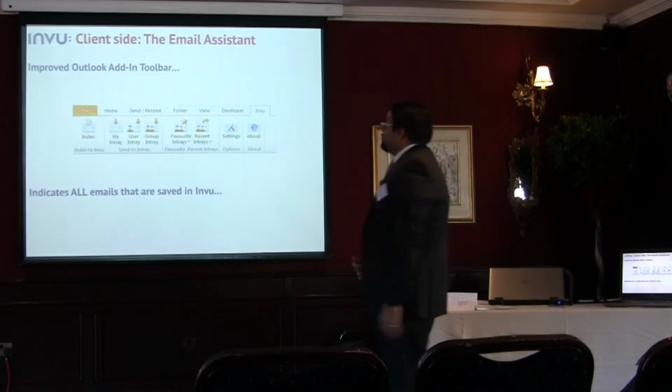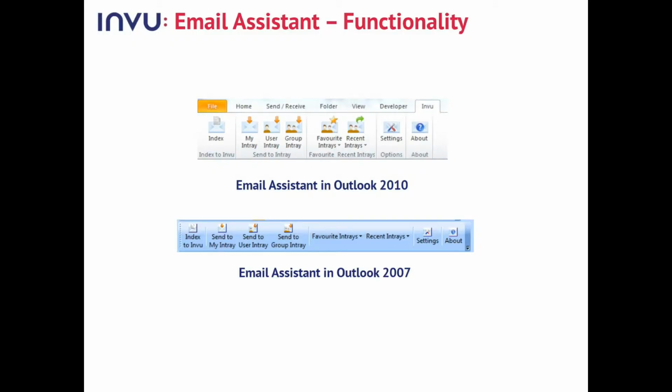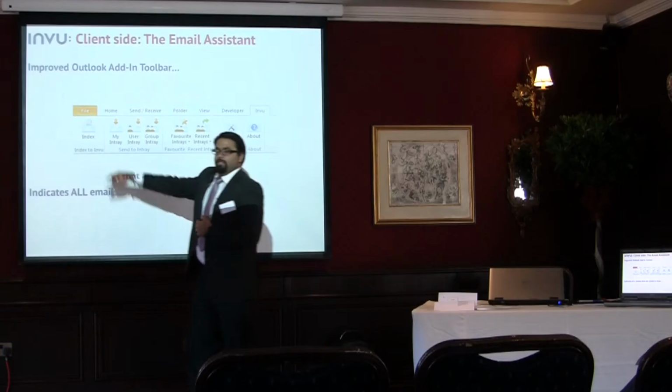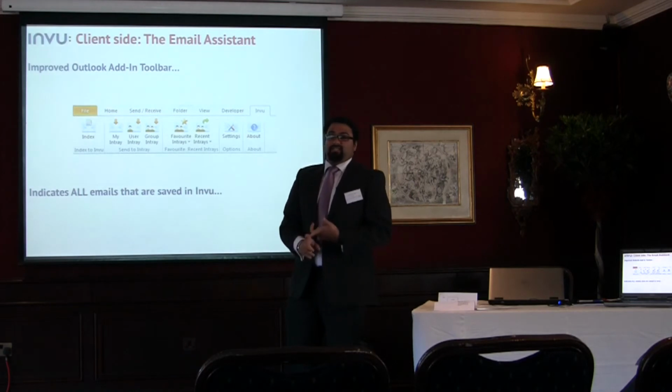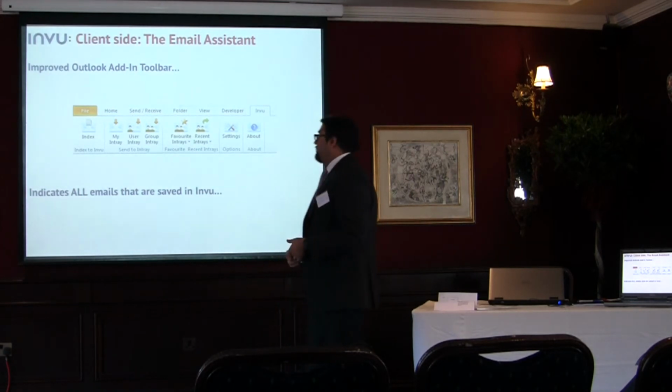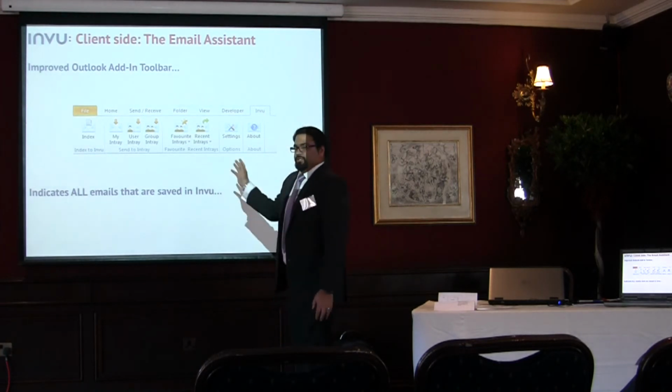The second portion that I mentioned was the add-in toolbar. This is what it looks like. This is Office 2010. If you haven't got the email assistant, or if you've not seen it, you will generally only be aware of the index and my in tray. In the existing Office add-in, you've got the option to send to your in tray, and to file and save an email via Outlook. What we've done is enhance that and add some more functionality.